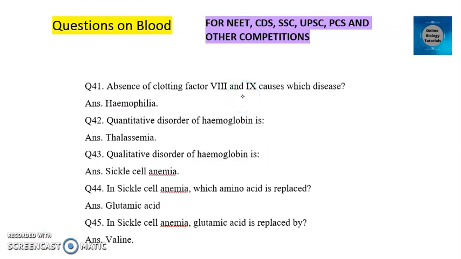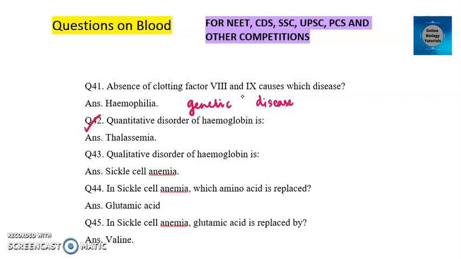Question number 41 is asking, absence of clotting factor 8 and 9 causes which disease? So this is hemophilia. Remember, hemophilia is a genetic disease and there is no cure for it, because a child suffers from this disease since birth. So if no clotting is happening, then even a mere cut is very dangerous, because the blood is not going to clot, and if it is not going to clot, that means the blood will come out of the blood vessels continuously. So hemophiliac persons need to live very carefully.